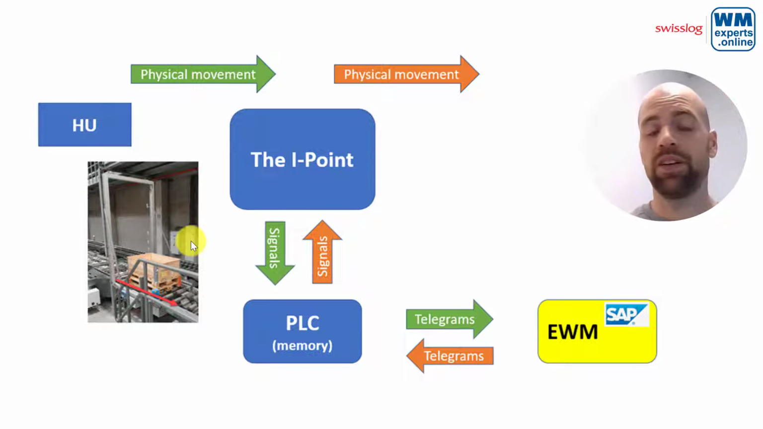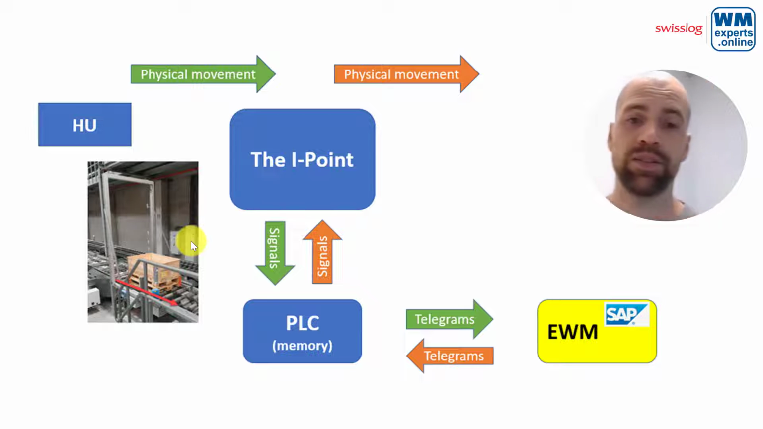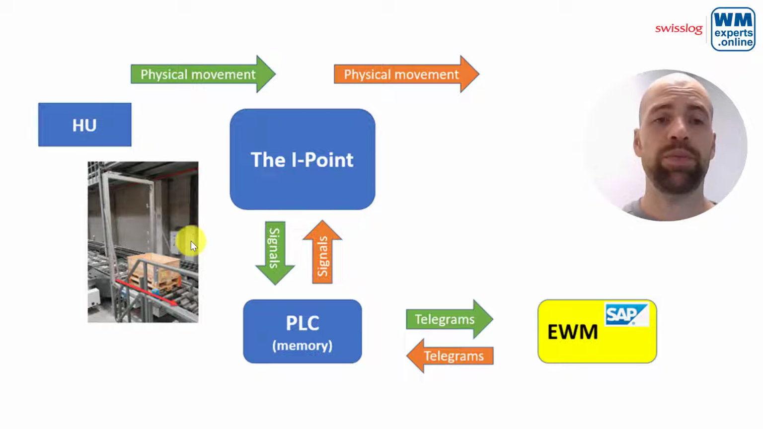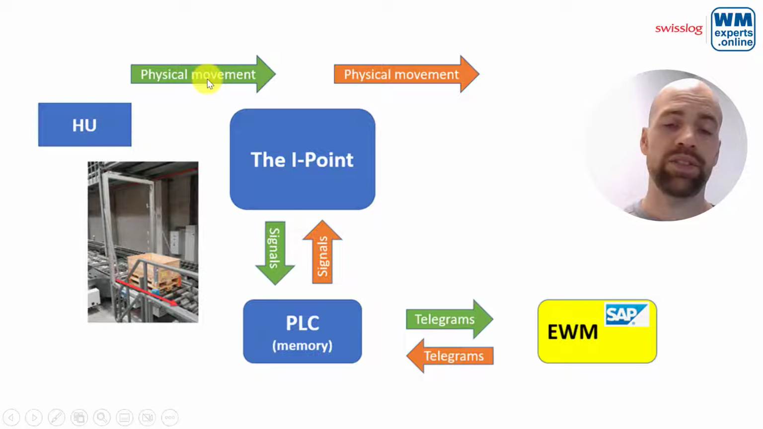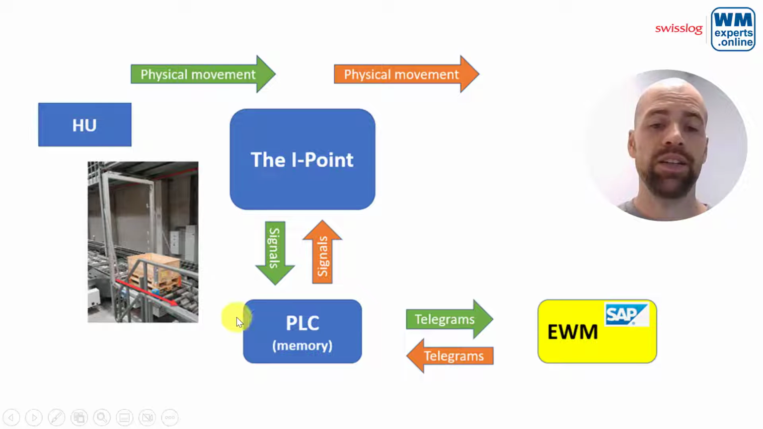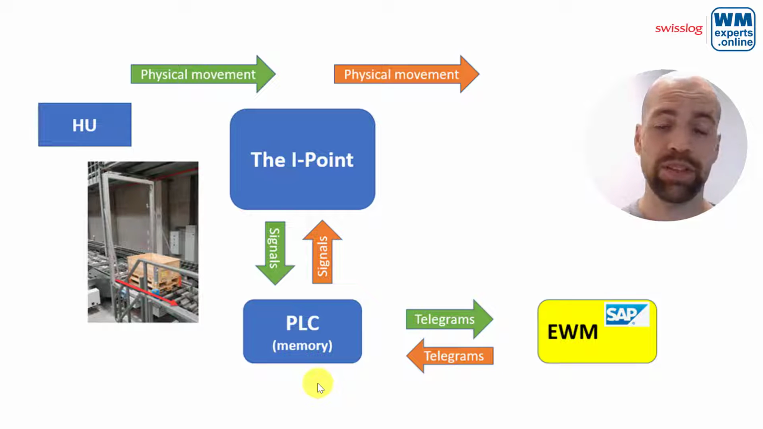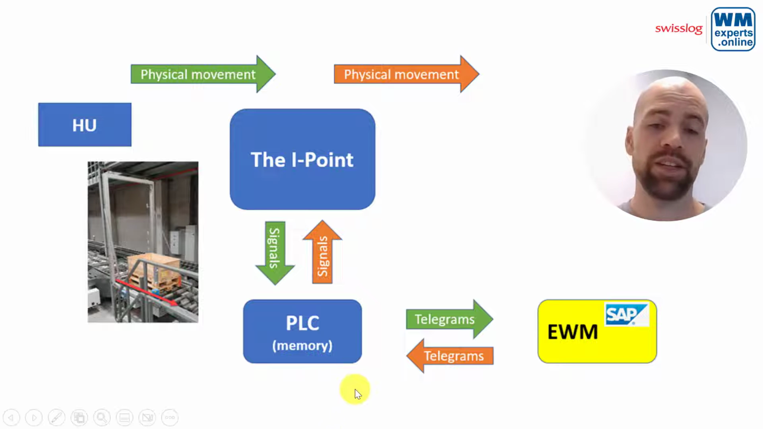It could also be that the communication starts on EWM side, which is the case, for example, when EWM tells the subsystem to retrieve an HU from an ASRS, and then the crane picks up the HU and sends it to the outfeed. In this example here, the communication starts on the subsystem level. So we have a physical movement, sensors and actors and motors doing something and sending signals to the PLC. And as I said, in the PLC memory, there's some logic sitting, processing the data, and in specific cases, then sends a telegram to EWM.